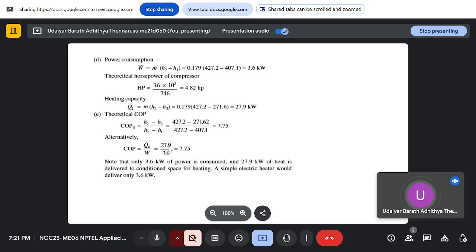Next is power consumption. Power consumption W is mass into H2 minus H1, which comes out to 3.6 kilowatt. You can convert it to horsepower by dividing by 746. And heating capacity is m dot into H2 minus H3, which comes out to be 27.9 kilowatt. So COP now for the heat pump will be the condenser enthalpy change divided by the specific work in the compressor, so it comes out to be 7.75.